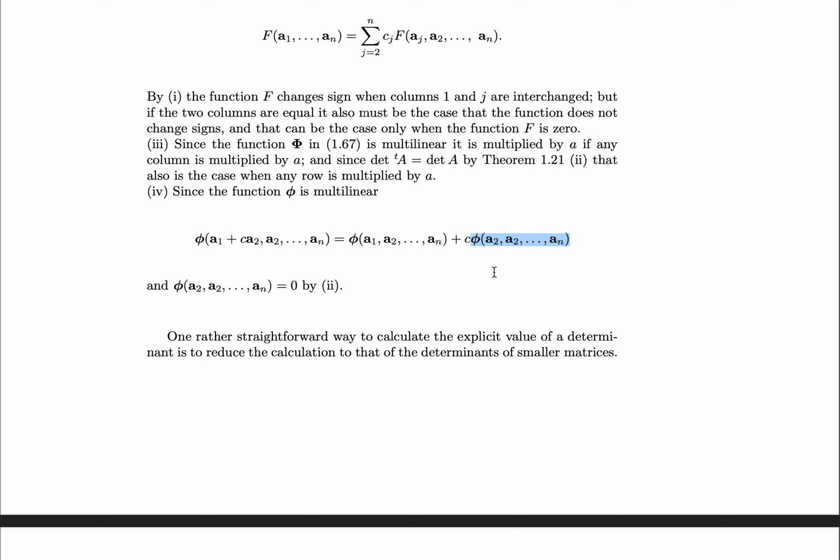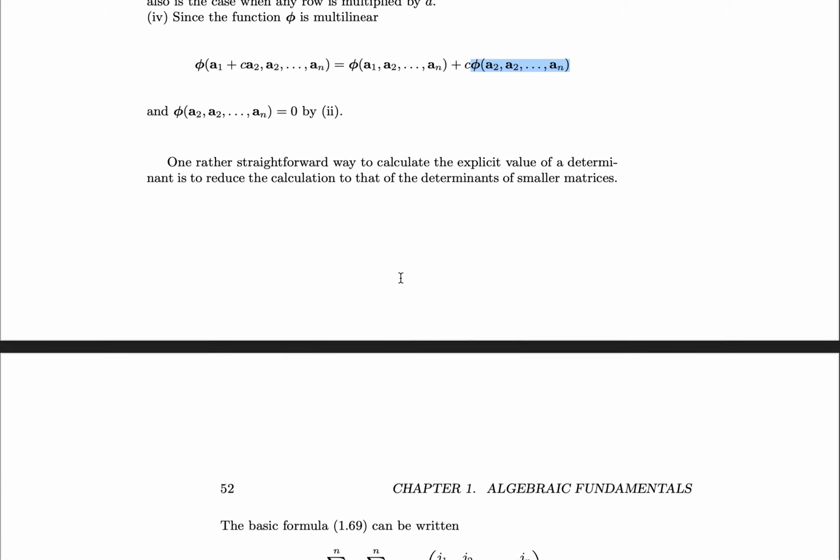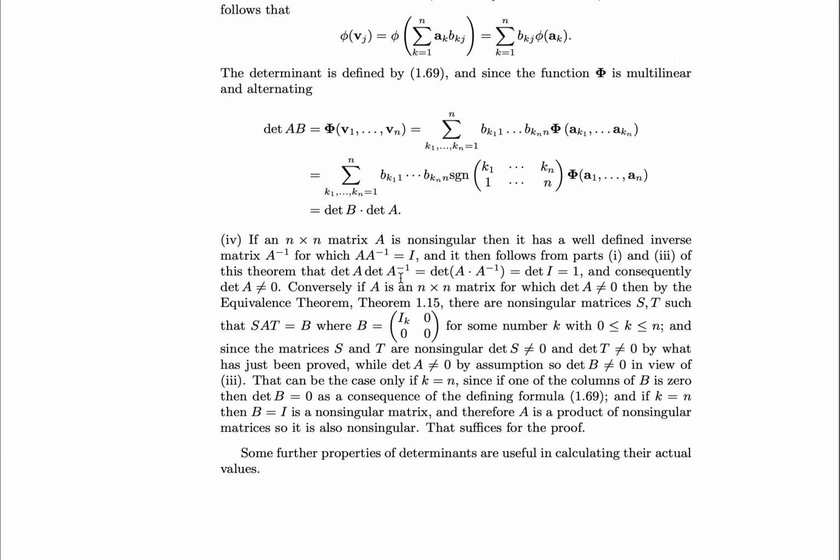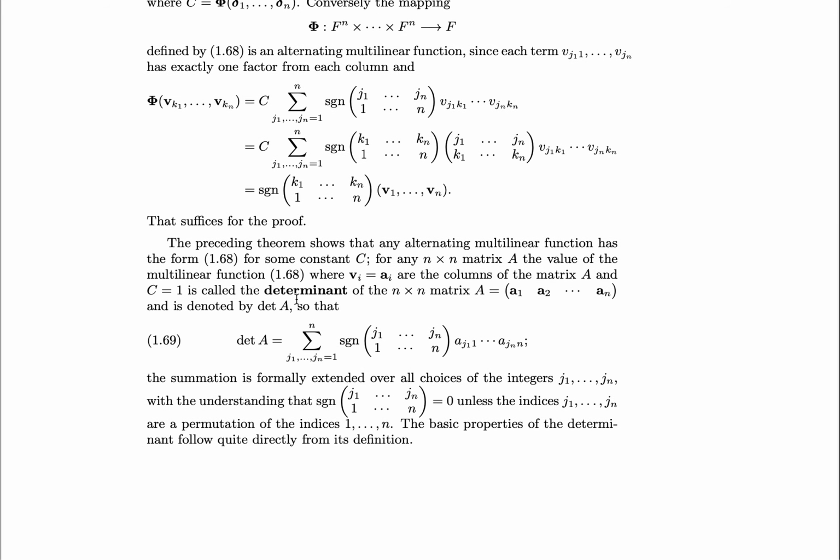All this is well and good, but it doesn't really give us an easy way of calculating the determinant of a matrix. One rather straightforward way of calculating it is by reducing the calculation to that of the determinant of smaller matrices. We write the basic formula of 1.69, which we'll recall has the following form.